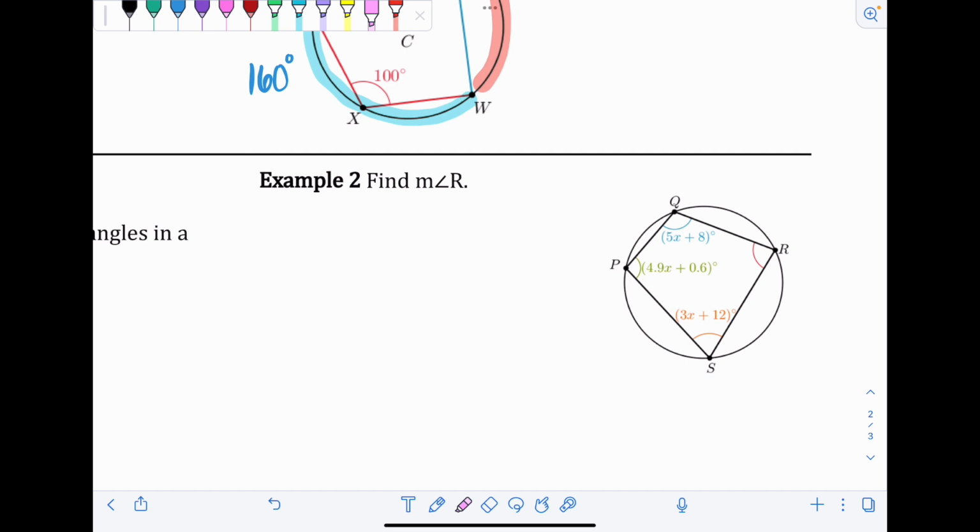Okay, but the thing that we do know from the previous theorem is that the opposite angles are supplementary. So our opposite angles are going to add up to 180 degrees. We do have two expressions, one for Q and one for S, so we can start there as a way of solving for x, and then that would let us eventually figure out what angle R is. So angle Q is 5x plus 8, and then angle S is 3x plus 12.